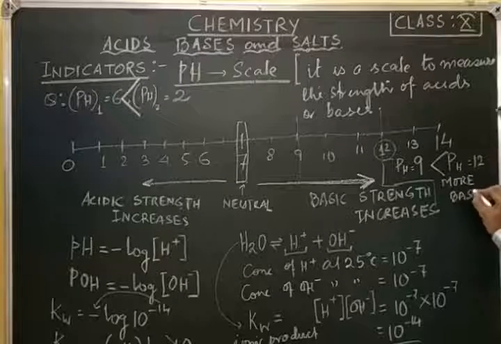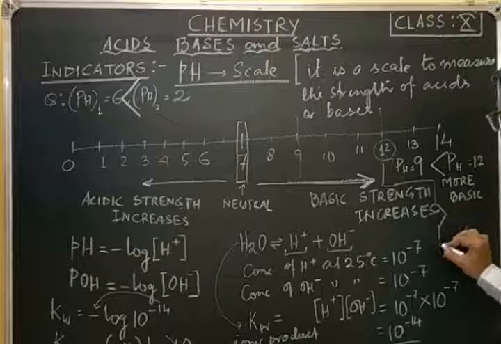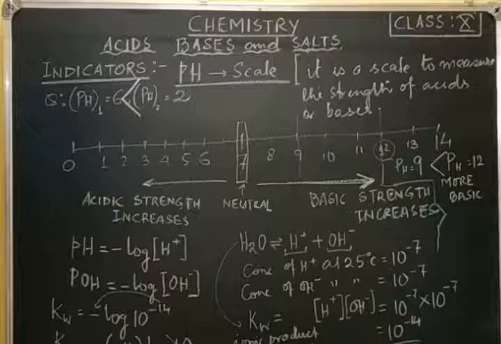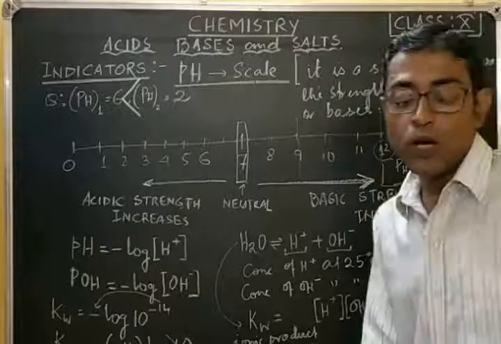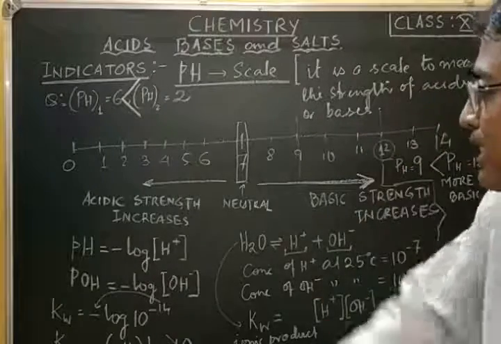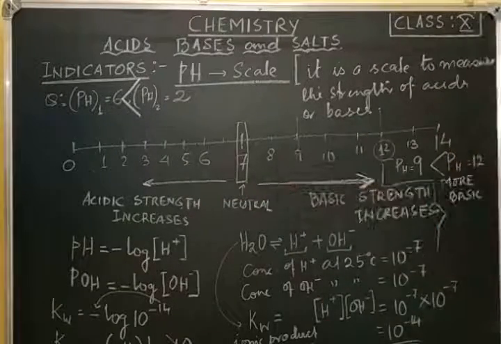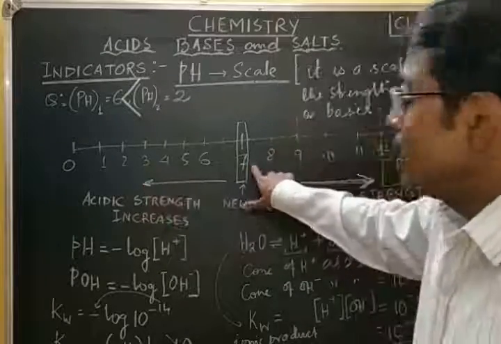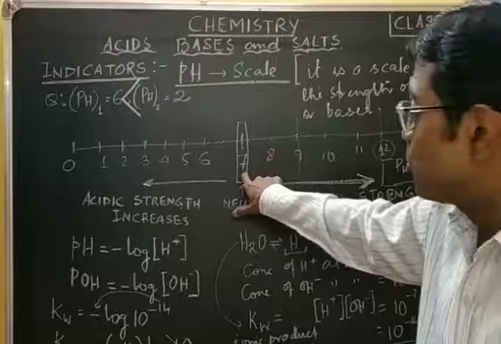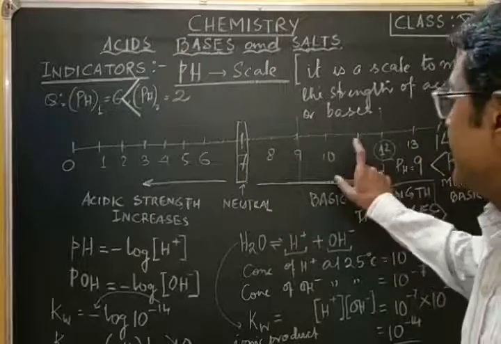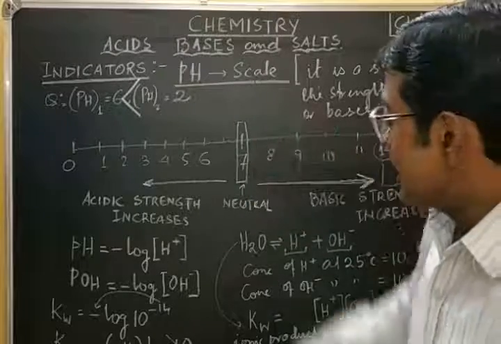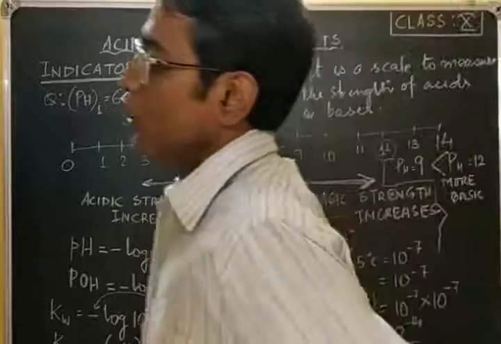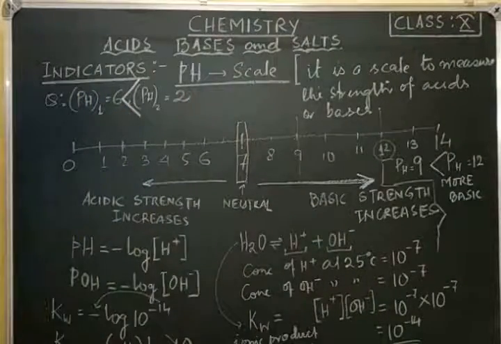So remember this. In the exam they can give you, say, 3 things. Say the pH values of 3 solutions are 3, 7 and 11. Which one is acidic? 3 is acidic. Which one is neutral? 7 is neutral. Which one is basic? 11 is basic. So that scale helps you identify whether a solution is acidic, basic or neutral.